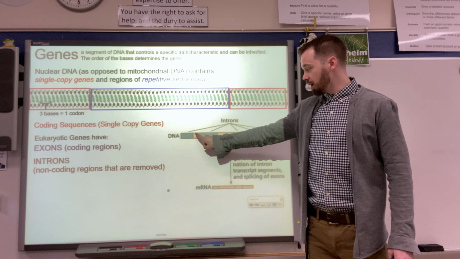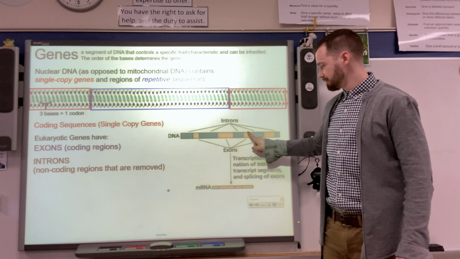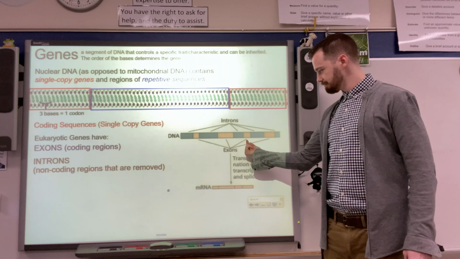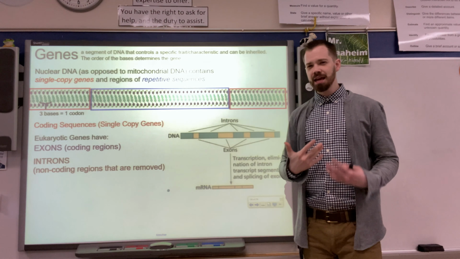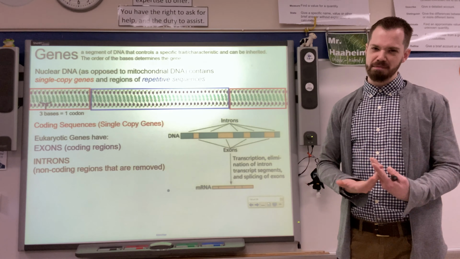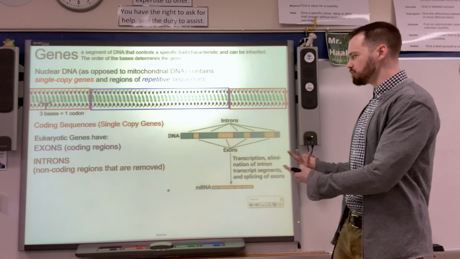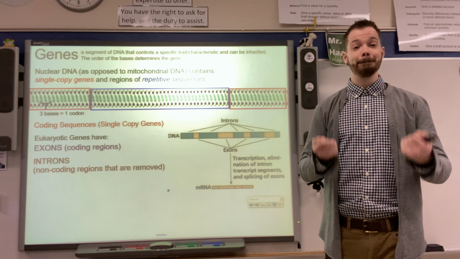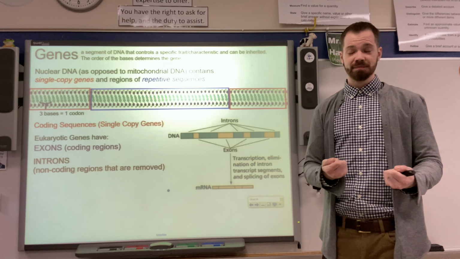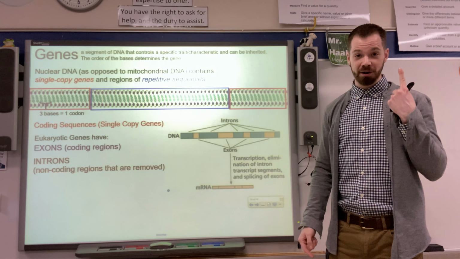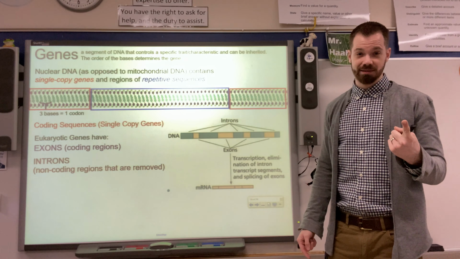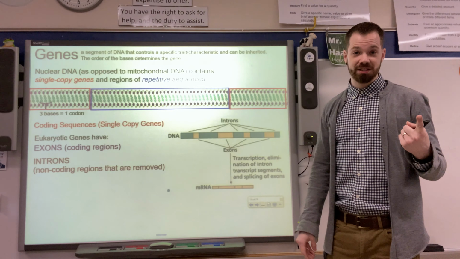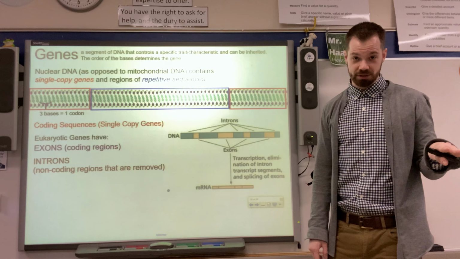So what we have here are introns and exons. Now, the names here are a little counterintuitive to me. When I think of introns, I think of something you're including or something that you're going to use. But that is the opposite here. Exons are the parts of the DNA that you want. Introns are the parts of the DNA that you're going to end up not using.